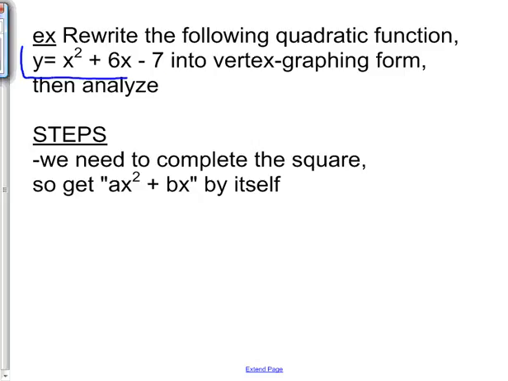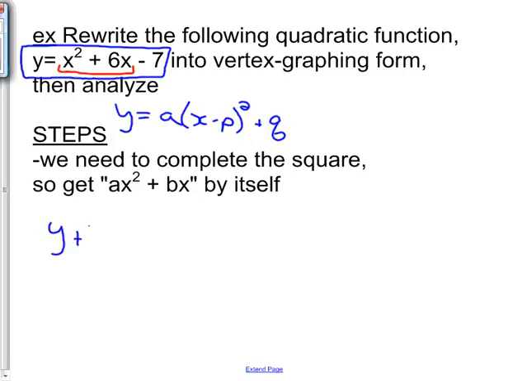We're going to have an equation in standard form. You want to turn it into the vertex-graphing form that we've been dealing with. We can do all that fun stuff. So, in order to do that, we need to complete the square. So we want to get ax squared plus bx by itself. Here, that's x squared plus 6x. So do that. Add 7 to both sides.